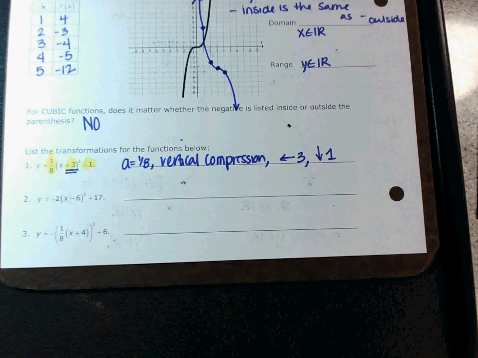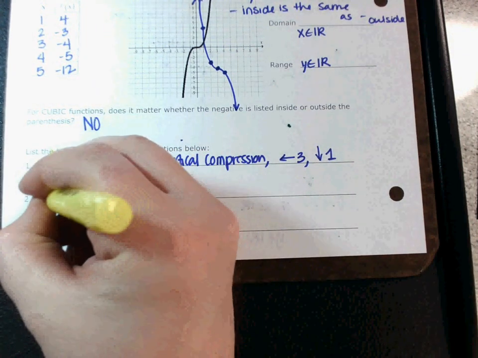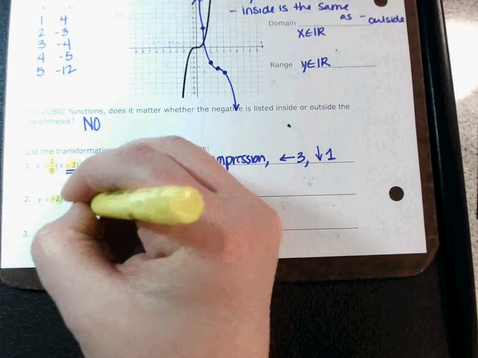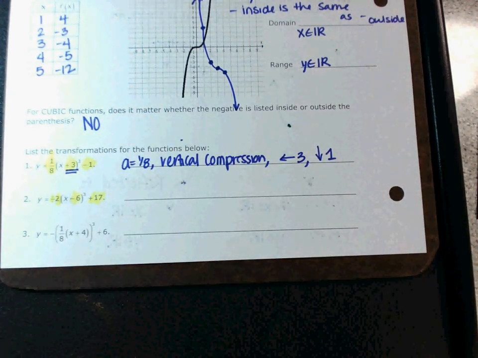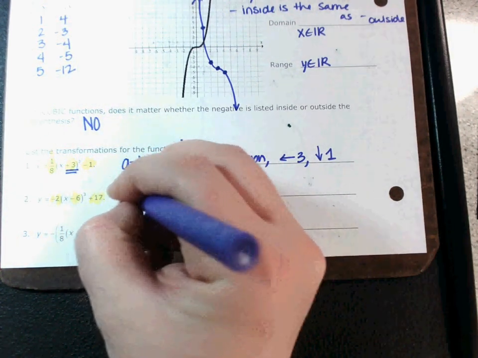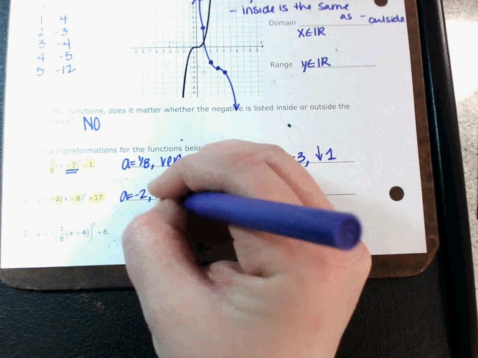Okay, this time I have 4 changes. So I have the negative, I have the 2, I have the 6, and I have the 17. Okay, the -2 has 2 jobs. What does the negative part do? Okay, it's going to reflect it down or flip it down.